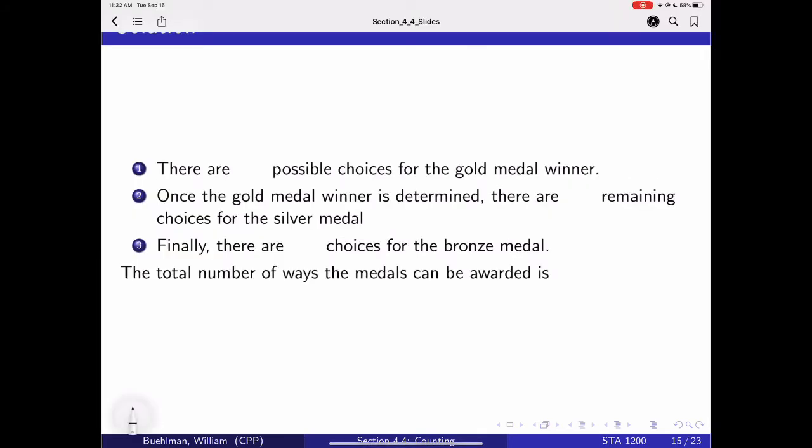Since nobody's finished the race, there are 10 different possible choices for the gold medal. Once the gold medal winner is determined, there's 9 remaining choices for the silver medalist, and finally there's 8 remaining choices for the bronze medalist. The total number of ways the medals can be awarded is 10 times 9 times 8, which is 720 different ways.